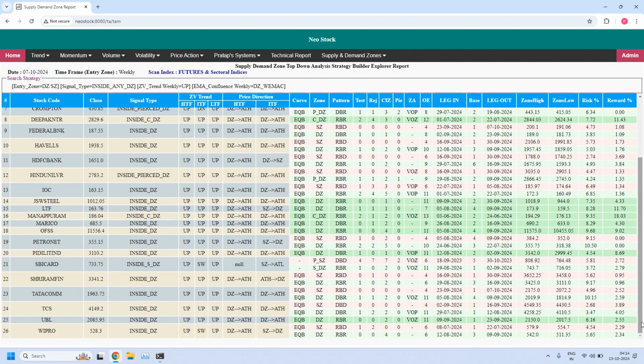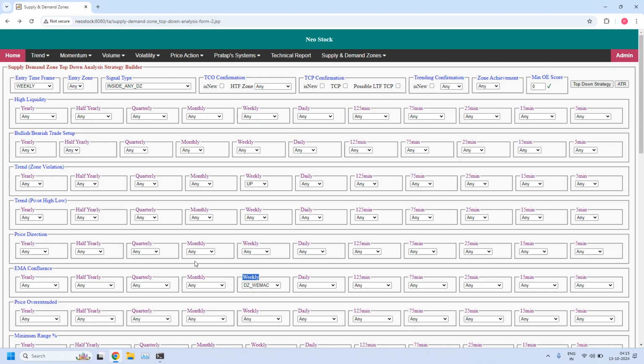26 stocks are filtered. All these 26 stocks are having high probability setups. Because the list is big, I can also add one more filter, trend, based on the trend we selected earlier, based on zone violation.